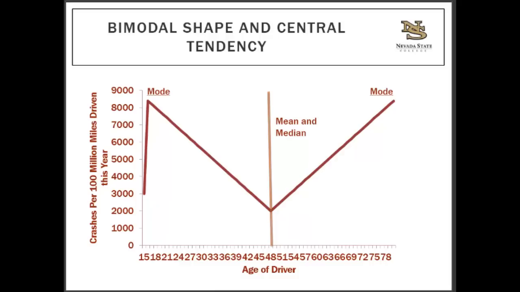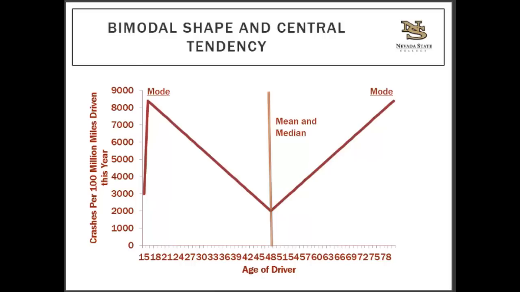In this case, we have two modes. The mean and the median are roughly the same. And we would want to use the mode to describe this. That's because, check it out, what if I said, okay, the typical age of drivers who have accidents is 48. Does that really represent this data? Not so much, right? It's really just falling in between the two true values that are representing the majority of crashes when we control for how many miles are driven.